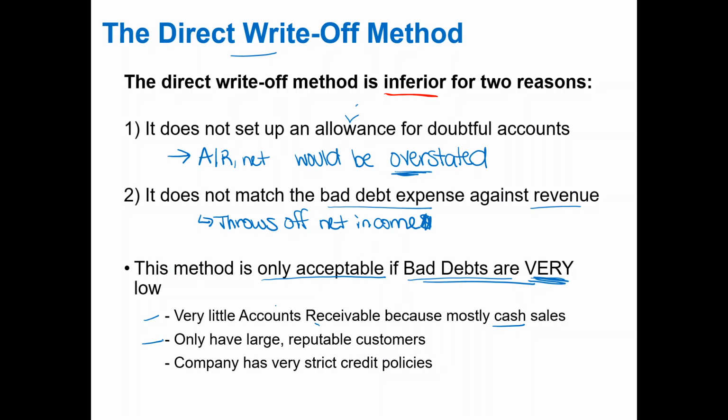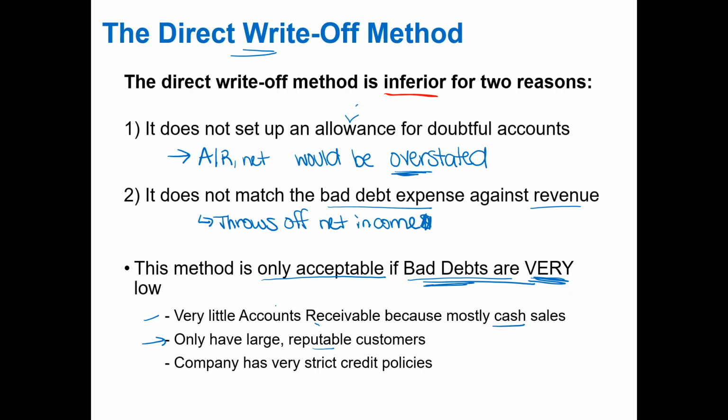Another time when you would have low bad debts is if you only have very large and reputable customers. So if you're selling to customers who have been in operations and business for a very long time, they're strong companies, they have a really good reputation, chances are they're going to be able to repay you. So you will have bad debts not very often. So if that's the case, again, you don't expect to have bad debts, so your allowance is 0, and that's why you use this direct write-off method.